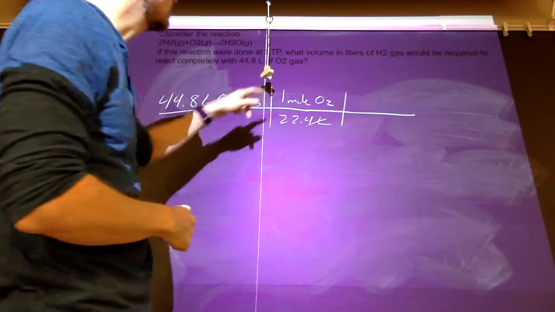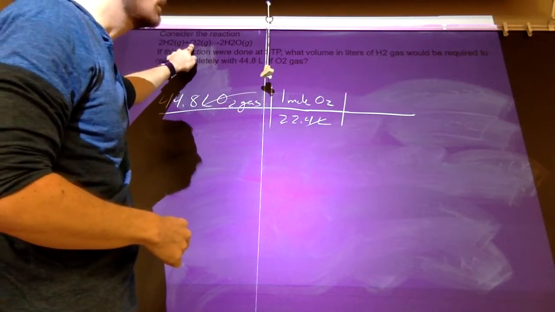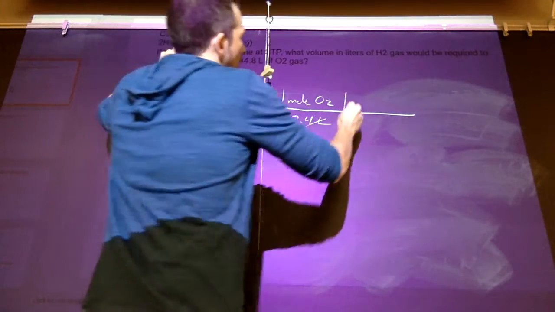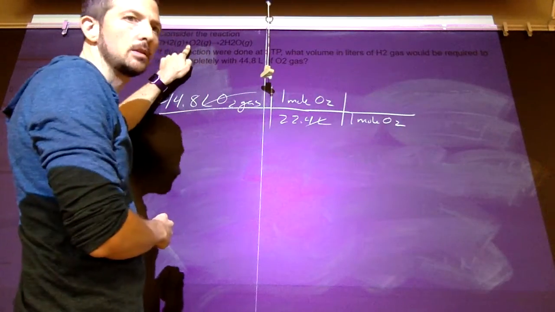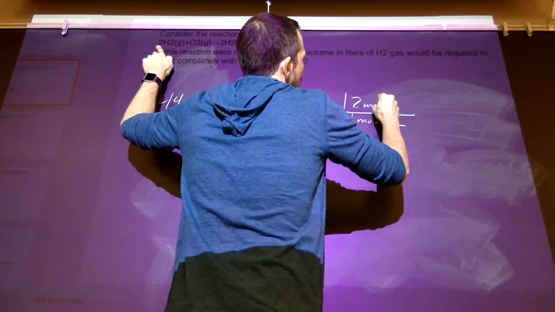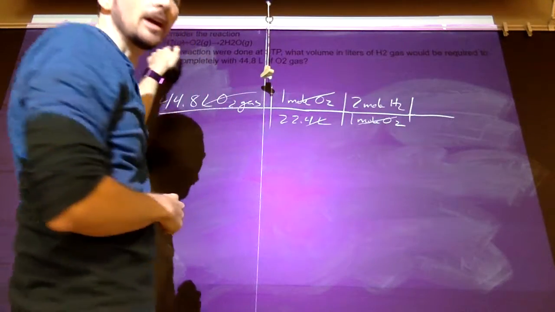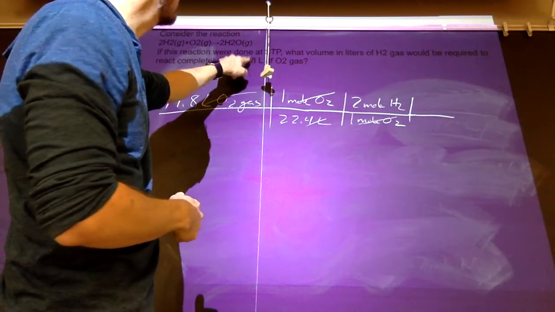I'm trying to go to liters of H2 gas, so I go to my balanced equation. Look at the coefficients from a balanced equation. 1 mole of O2 reacts with 2 moles of H2. So now I know how many moles of H2 would react with this.